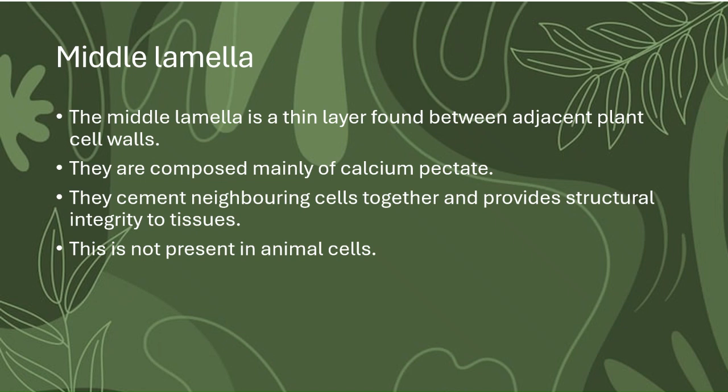So the middle lamella is a thin layer found between adjacent plant cell walls. They are composed mainly of calcium pectate, and they cement neighboring cells together and provide structural integrity to tissues. And this is not present in animal cells once again.